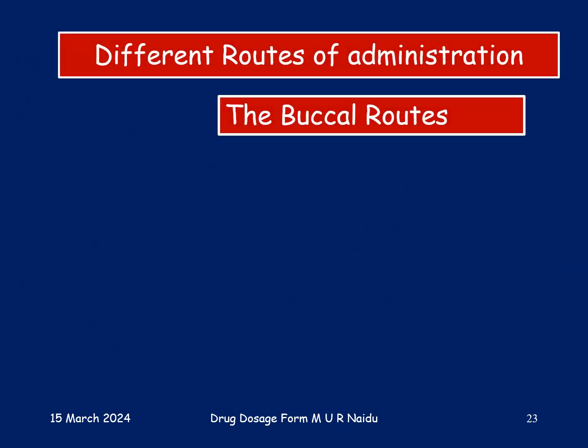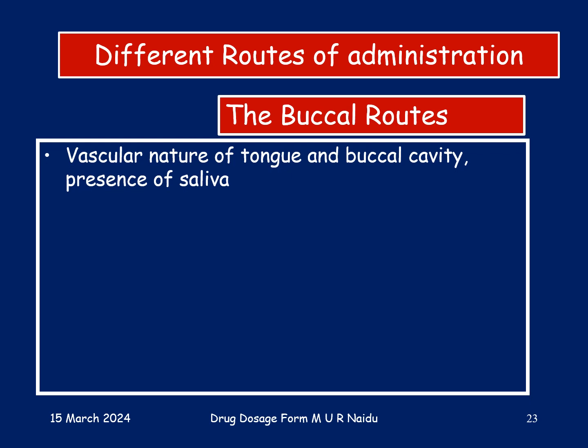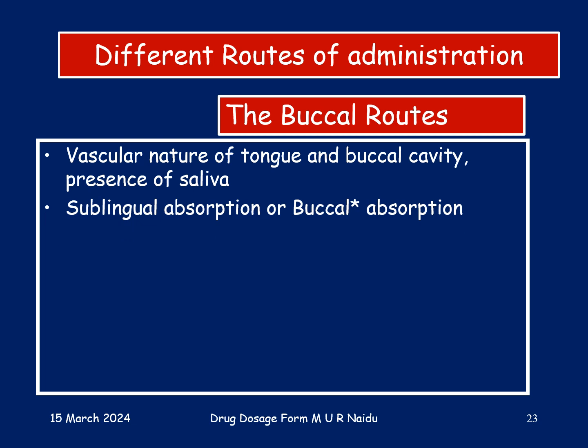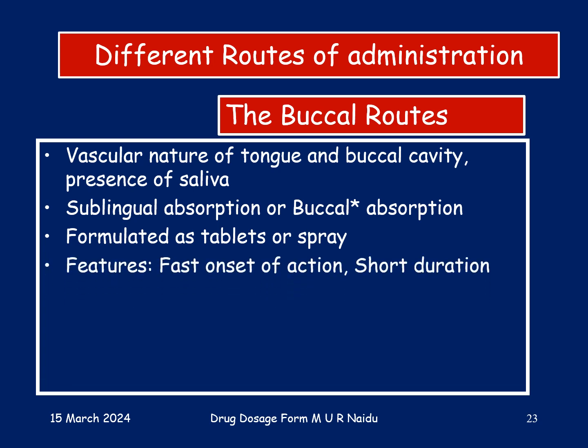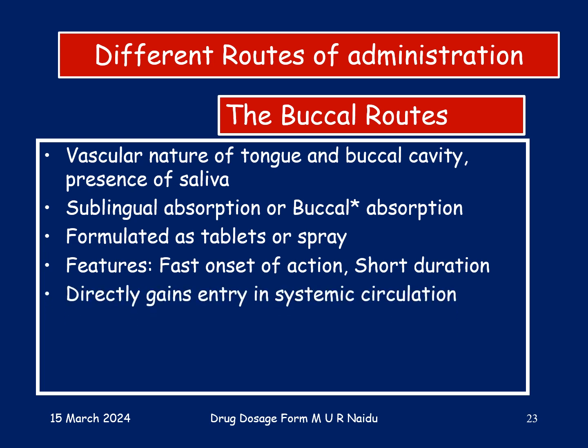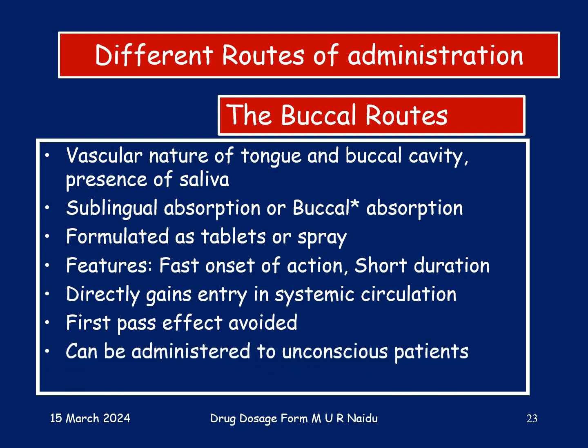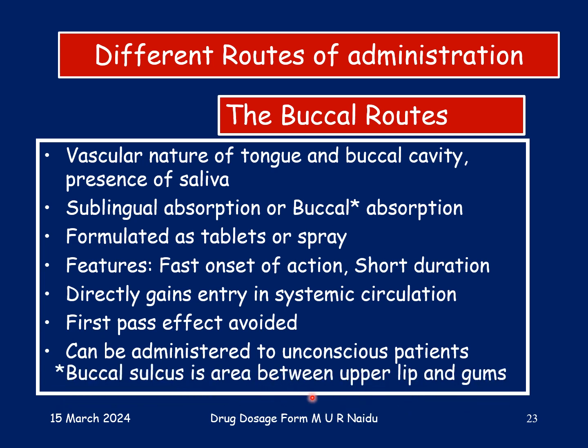Different routes of administration: buccal route. Because of the vascular nature of the tongue and buccal cavity and the presence of saliva, sublingual or buccal absorption is possible. It is formulated as a tablet or spray, with fast onset of action and short duration, directly gaining entry into the systemic circulation from the buccal mucosa. First pass effect is avoided. An example is nitrate. It can be administered to an unconscious patient.